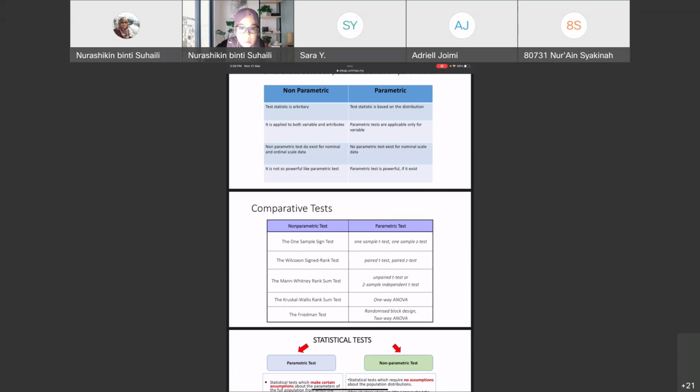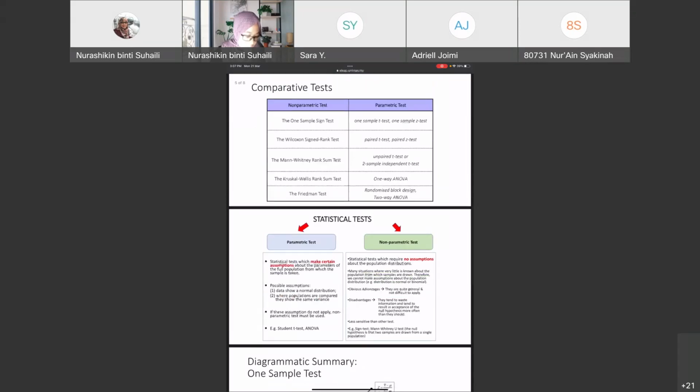We are going to deal with lots of statistical tests. If you see the list of tests here, each of those tests will have its own procedure. So basically you have to understand. You will see the similarities later, but basically you have to know how to do the test. You have to know how to perform the test.